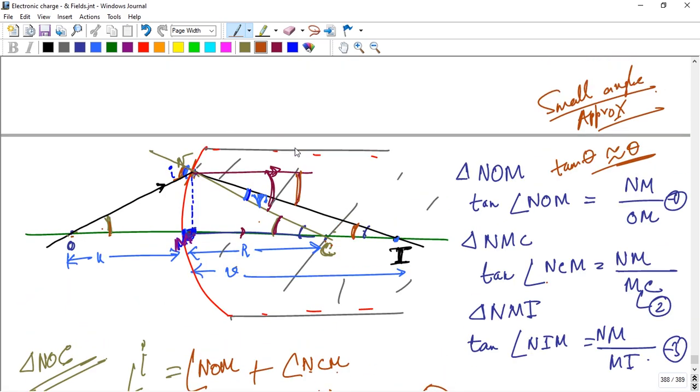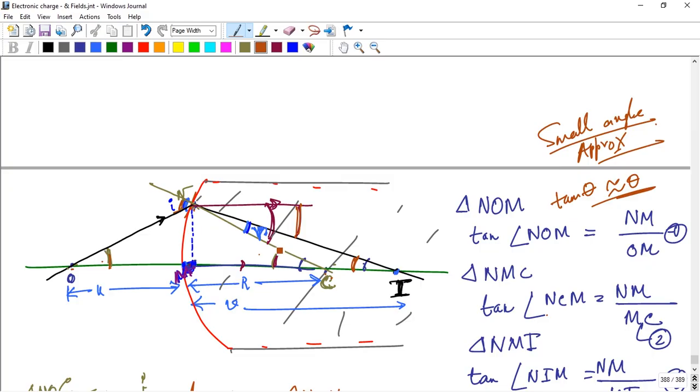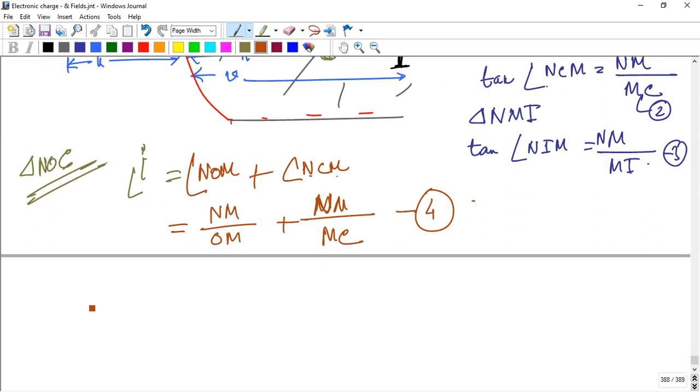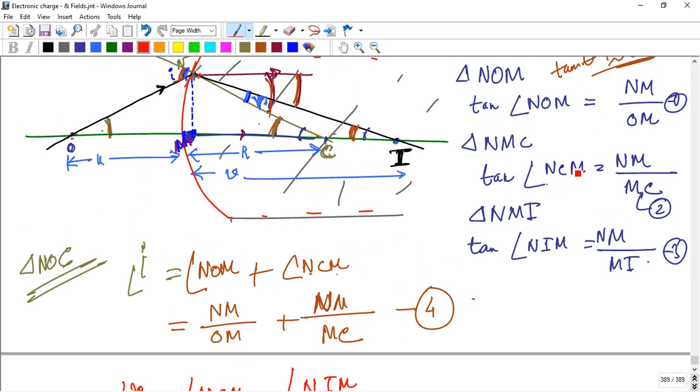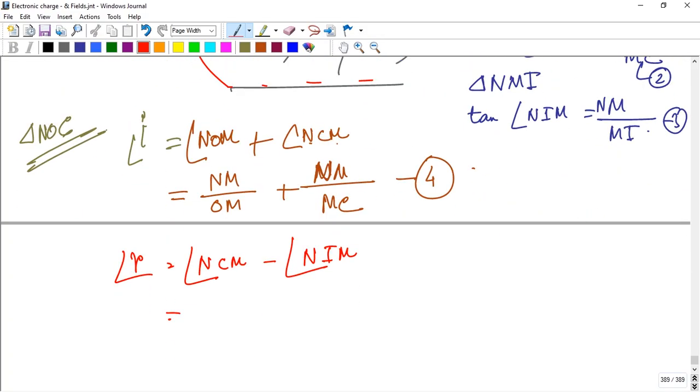Now from R, that is angle R, we get it if we subtract this angle and this angle: NCM minus this angle, that is NIM, we get R. So R equals NCM minus NIM, and NCM is equal to NM by MC, and NIM means NM by MI. That is equation number 5.